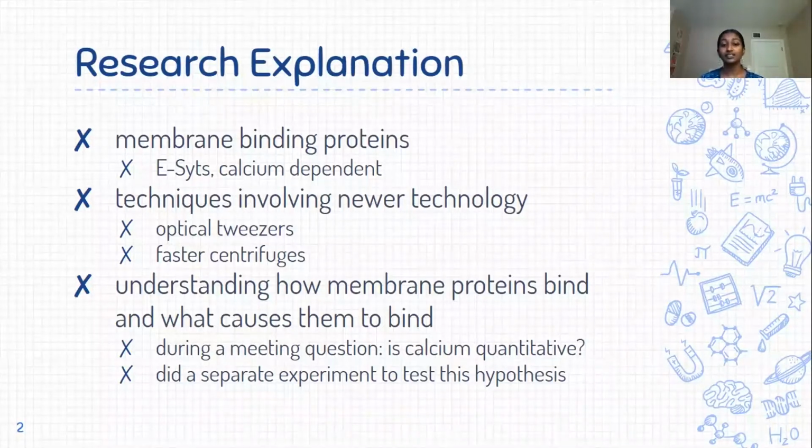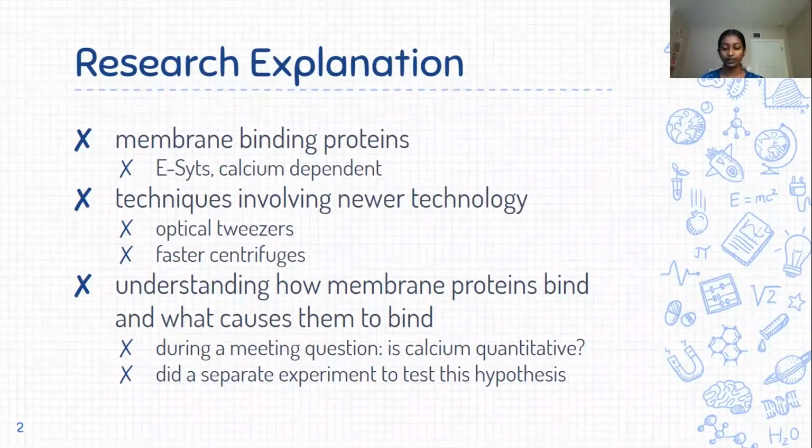We use techniques involving newer technology. We use optical tweezers, which is a new technology that's sort of rising right now. We used faster centrifuges for liposome co-sedimentation assay, which is a new type of technique used to understand supernatant in pellets. And mainly our research was to understand how membrane proteins bind and what causes them to bind.